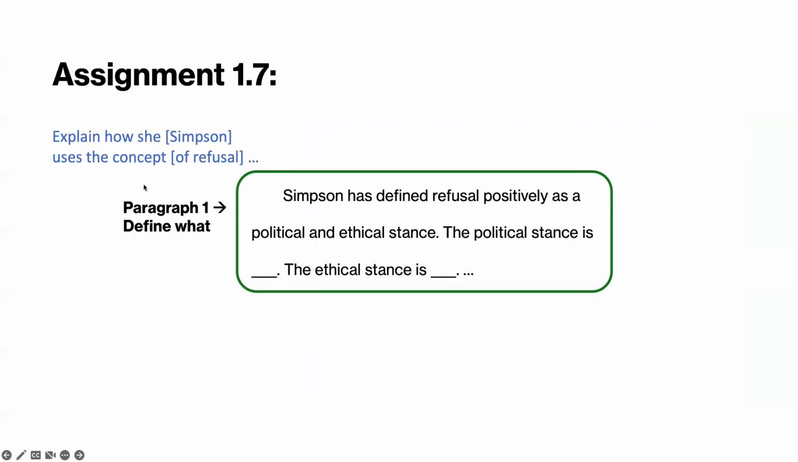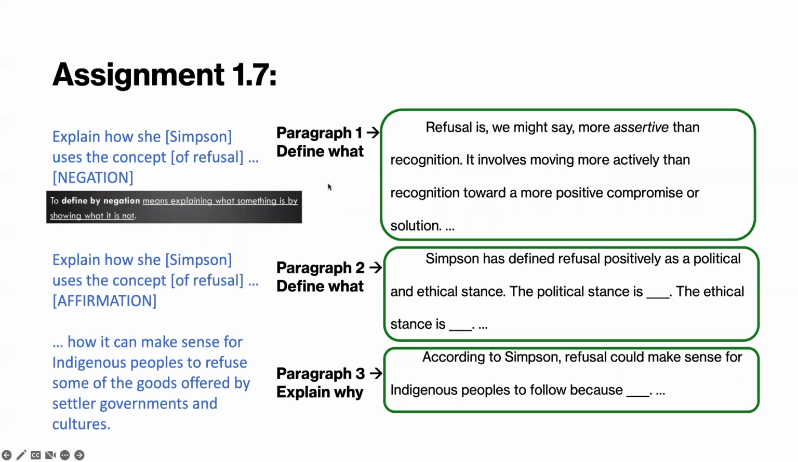Explaining how Simpson uses the concept of refusal positively, then for potentially paragraph 1, you could say Simpson has defined refusal positively as a political and ethical stance. Here's the political stance, here's the ethical stance. You could have a paragraph on that. Put together with this, you could have a different outline. Here's a potential outline where you're defining refusal negatively, then defining refusal positively, then you're explaining why at the end.